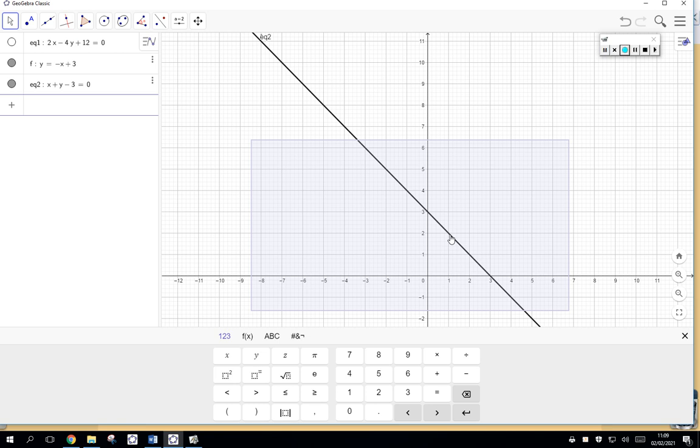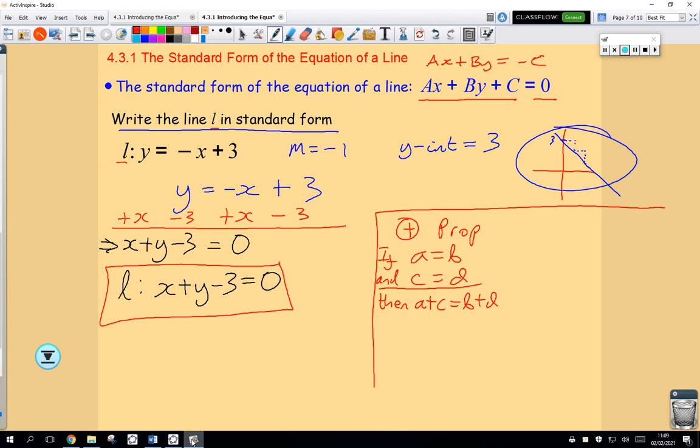If I remove one of them, there's that one. If I remove that one, there's that one. GeoGebra has called this one equation 2, and it has called this one f for some reason. Okay, so that's those equations. They're the same line, they're just written in a different form. So standard form ax plus by plus c equals 0.